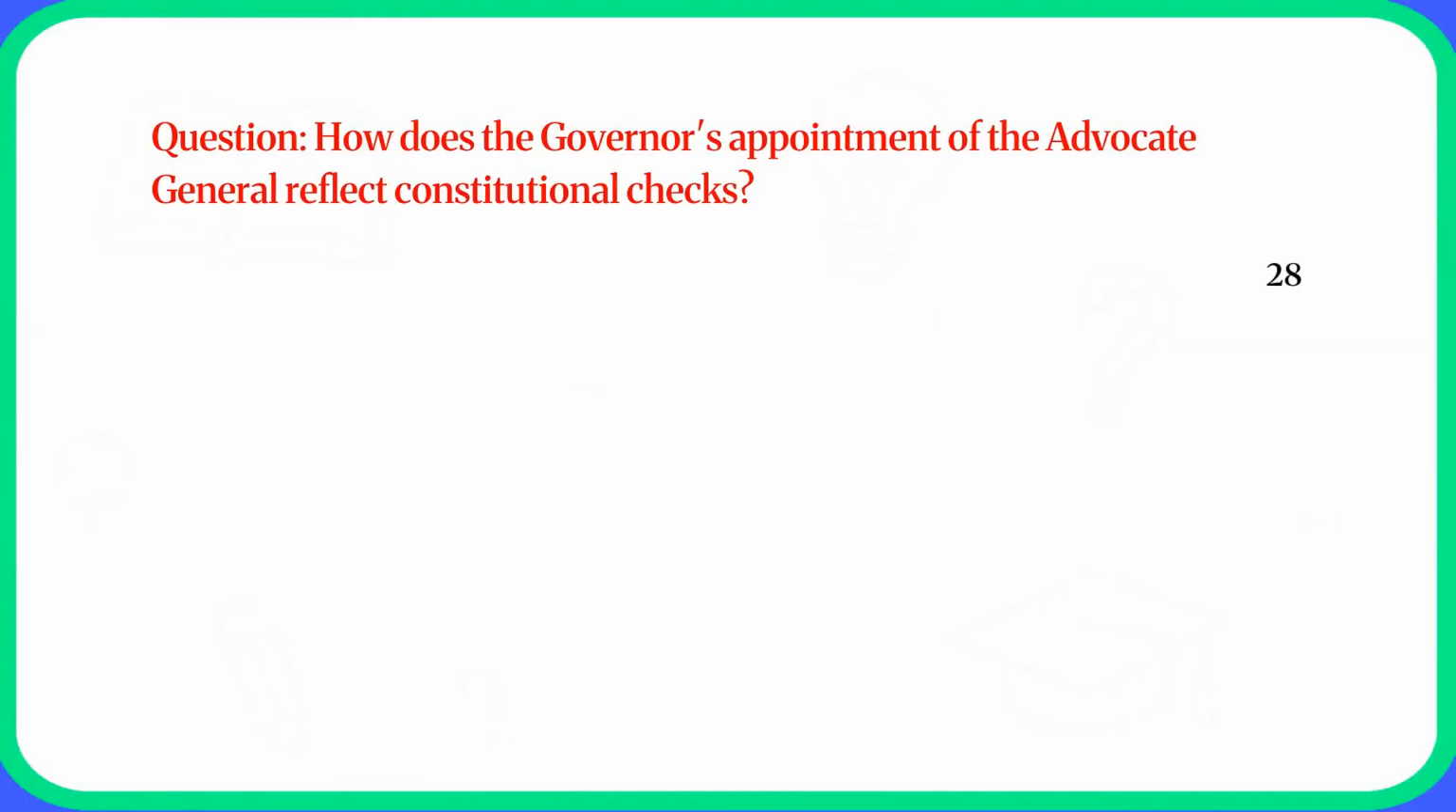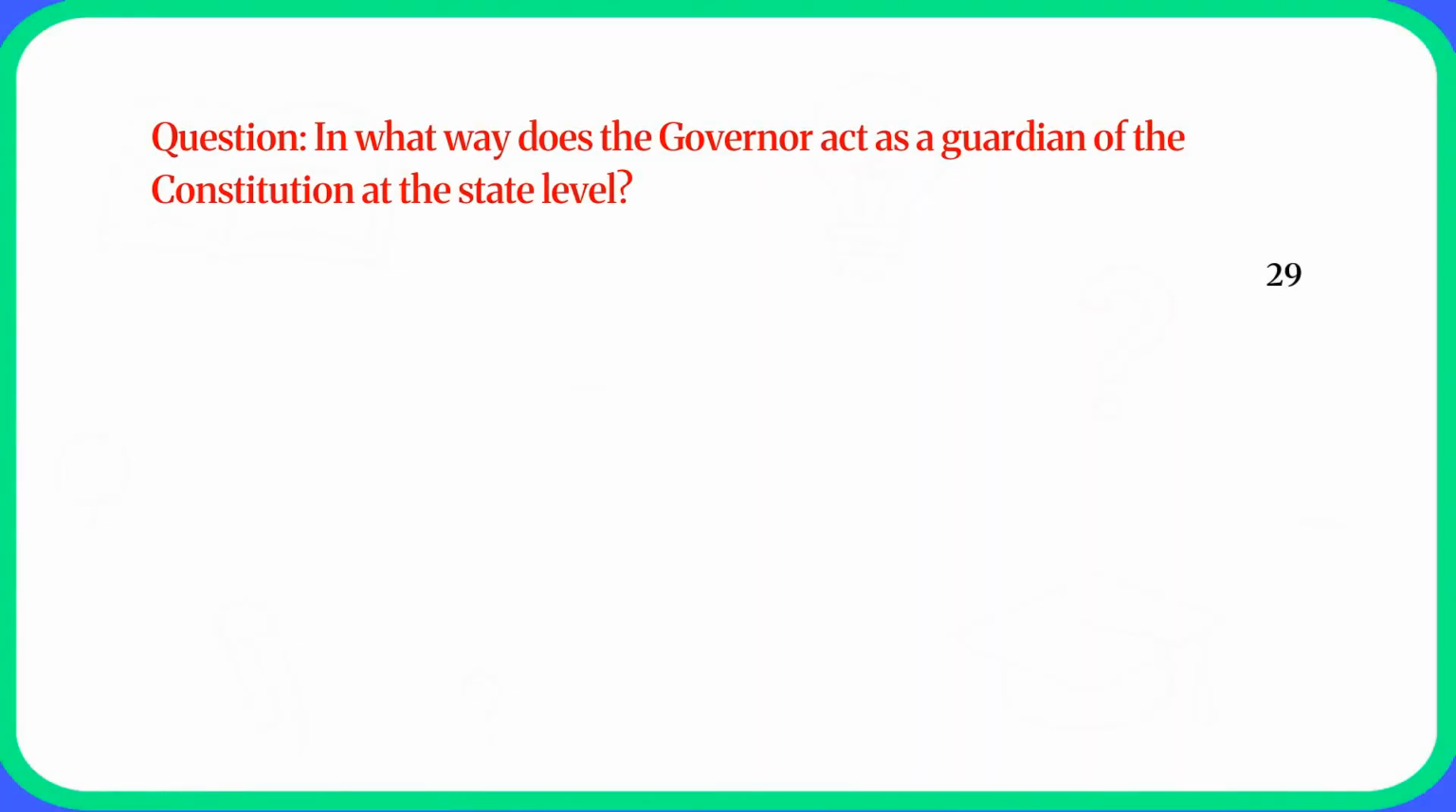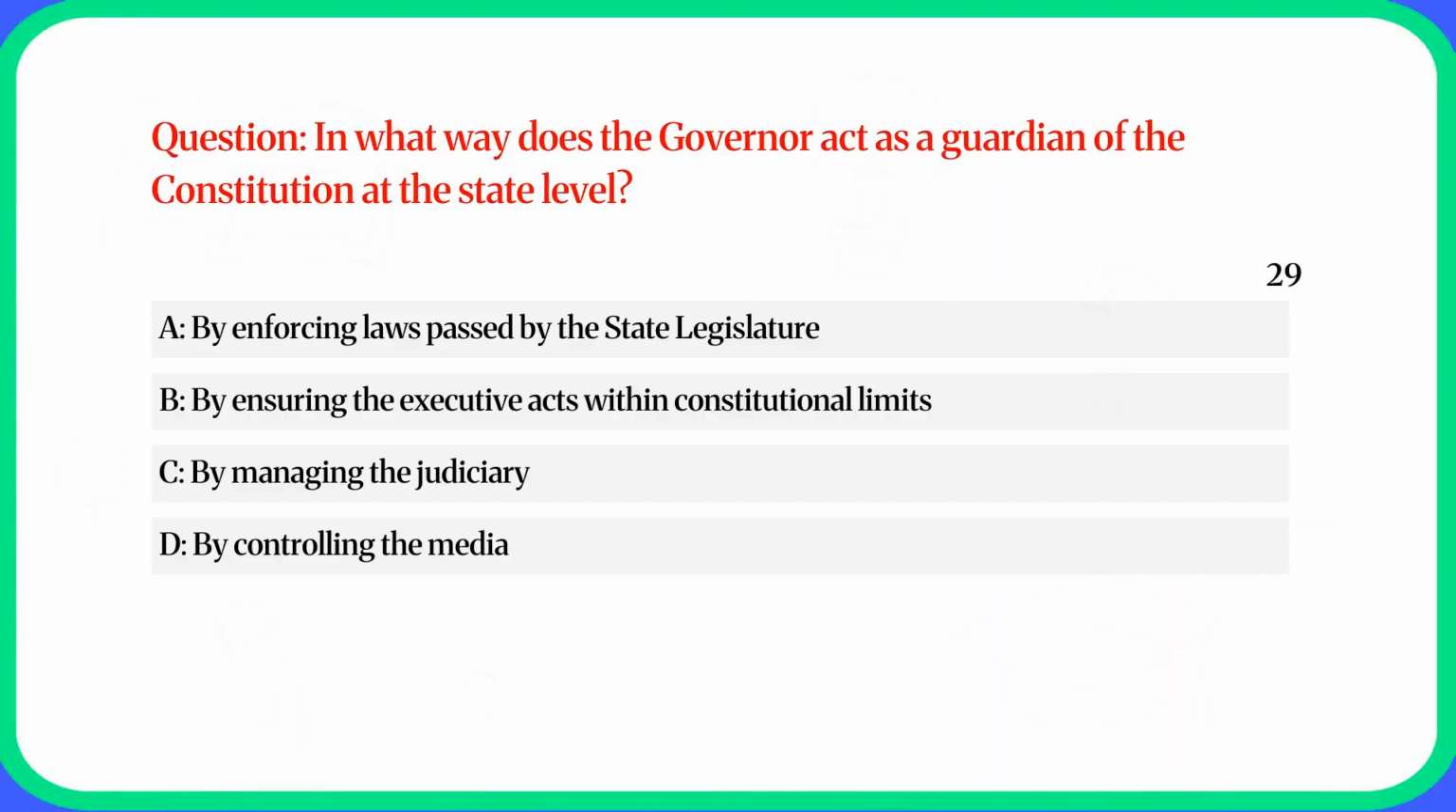Question. How does the governor's appointment of the Advocate General reflect constitutional checks? Answer B. Appointment is based on the Chief Minister's advice. Question. In what way does the governor act as a guardian of the Constitution at the state level? Answer B. By ensuring the executive acts within constitutional limits.